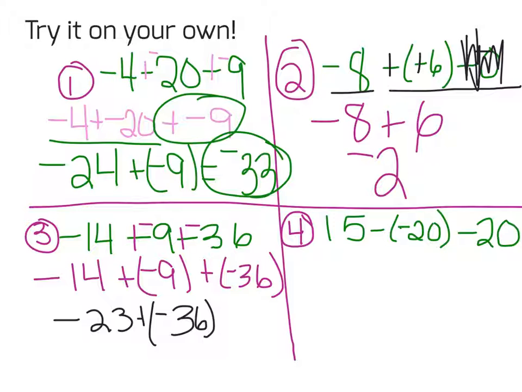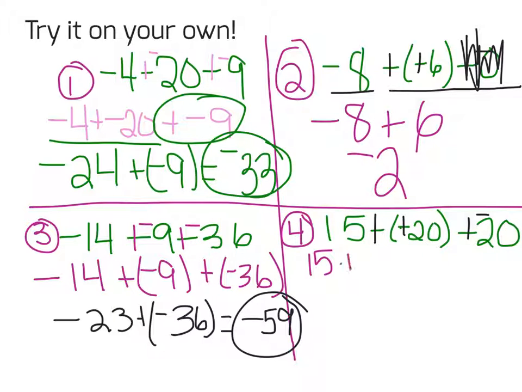Okay, so a negative plus a negative, still going to be negative. 23 plus 36 is going to be 59. So negative 59. Okay, now you should have tried number 4 as well. So we're going to keep, change, keep, change. Great. Okay, so I'm going to rewrite the problem.